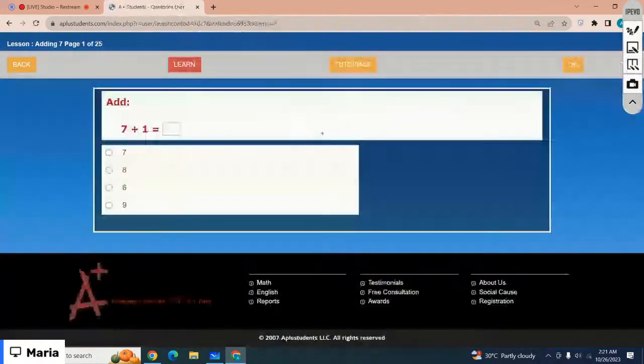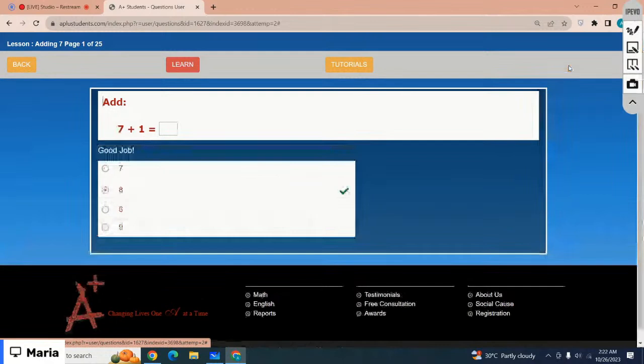Okay, 7 plus 1. So which is the correct option? Adding 1 means you have to move to the next number, right? You already learned how we add 1, right? So adding 1 means you move forward by 1 number. So 7 plus 1 is, yes, very good. That would be 8. The correct option is 8.